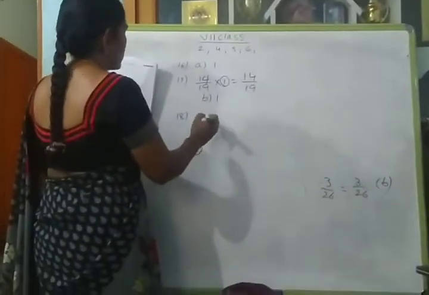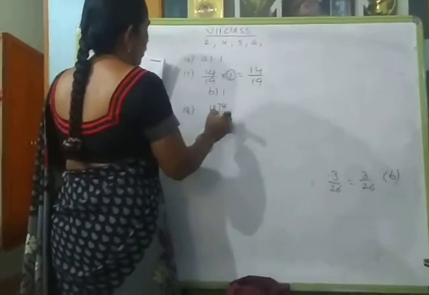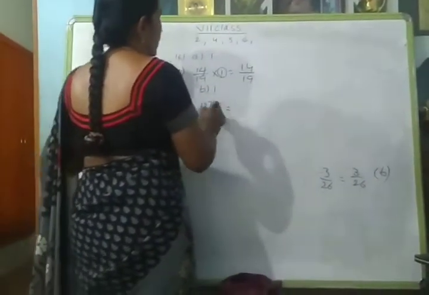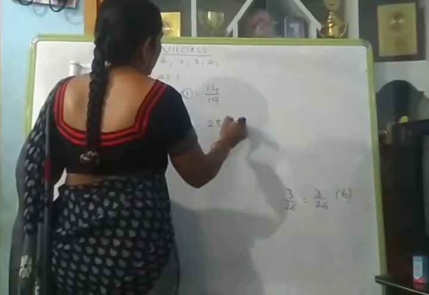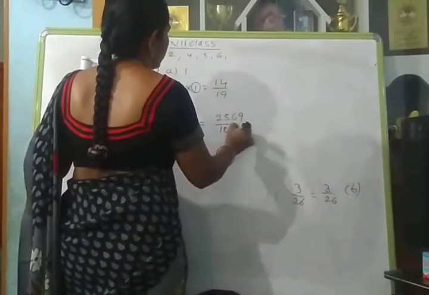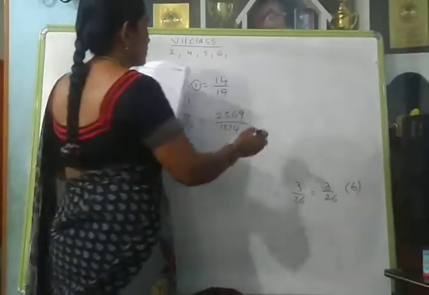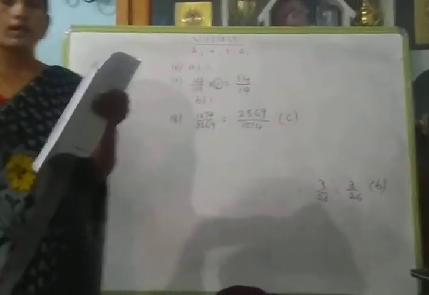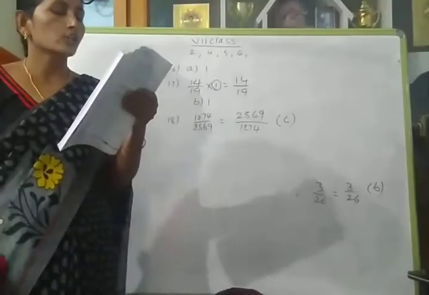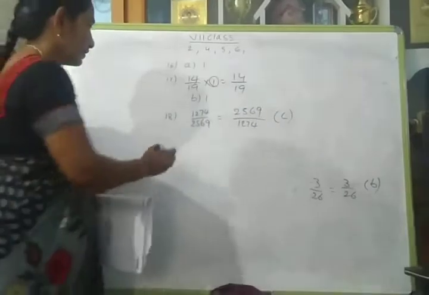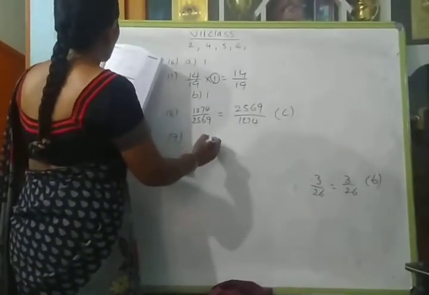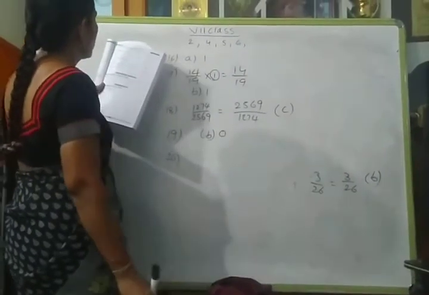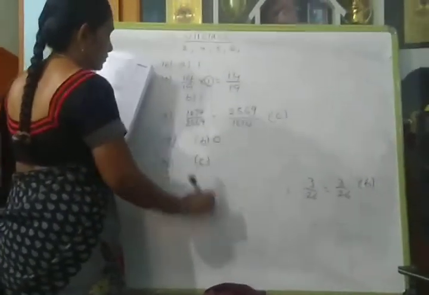Next 18th one, multiplicative inverse. Multiplicative inverse of 1207 24 by 2569. Multiplicative inverse means we have to take a reciprocal. 2569 by, so which option is correct? Option C. Next, which of the following not have a multiplicative inverse? 0. 19th one, 0 has no multiplicative inverse. 20. Multiplicative inverse of 0 does not exist.